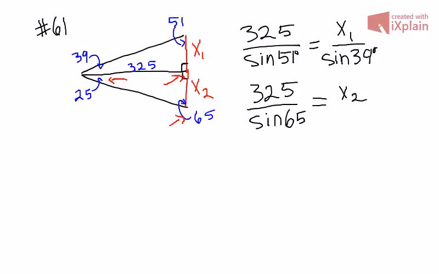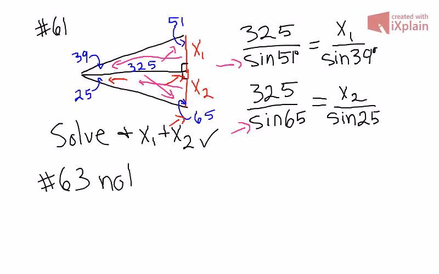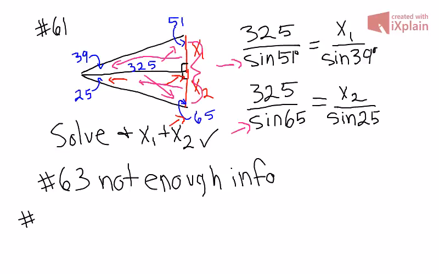So 325 corresponds here to the angle 51, and that's why we have this. And then 325 here corresponds to the angle 65, and that's why we have this. And then obviously x1 and x2 correspond to, x2 corresponds to 25 and x1 corresponds to 39, right? So solve and then add those two together, and then you'll have this full distance here. Okay. So 63, there just wasn't enough info exactly.